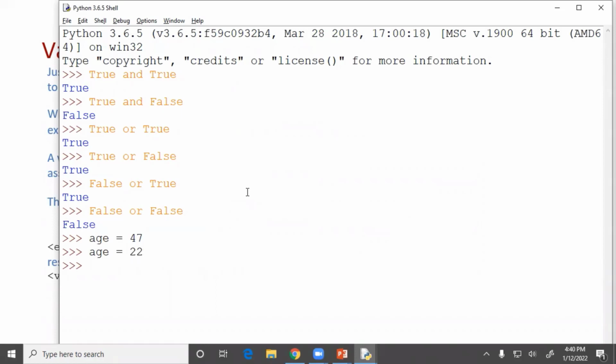What does it mean now? So now age, instead of 47, is what? And what is the type of age? Now age equal to 22.1. What is the type of age now? Clear? Okay.